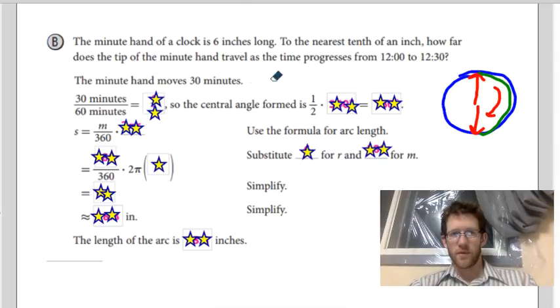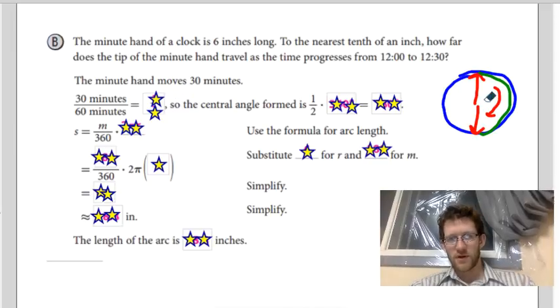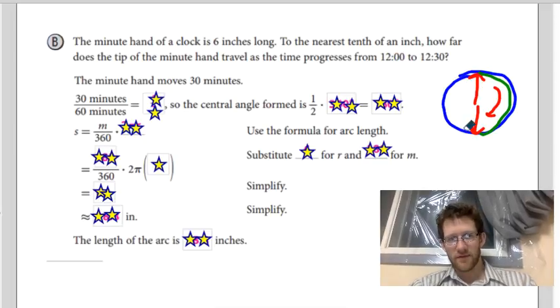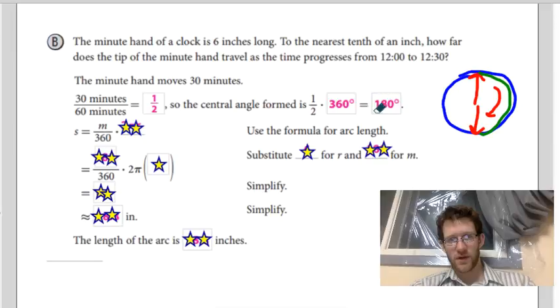So basically it wants to know, what is that length or that distance around the clock? Well, how many degrees did it travel? That's the first question to ask. From our picture, it's pretty obvious it's 180, right? But how would we calculate that? Well, we know that it's gone 1/2 of the whole, because 30 over 60 is 1/2. And the whole, in this case, in degrees, is 360. So it went 180 degrees.